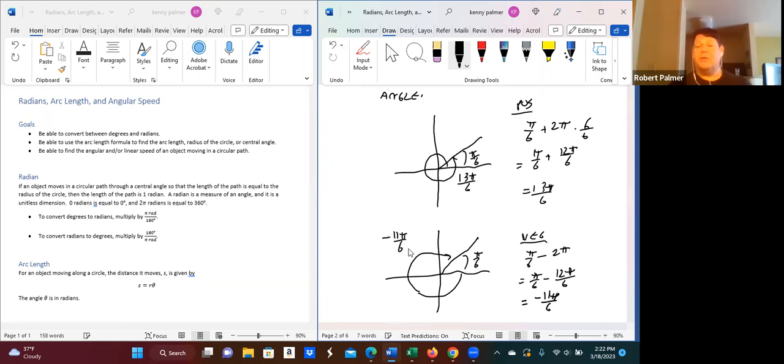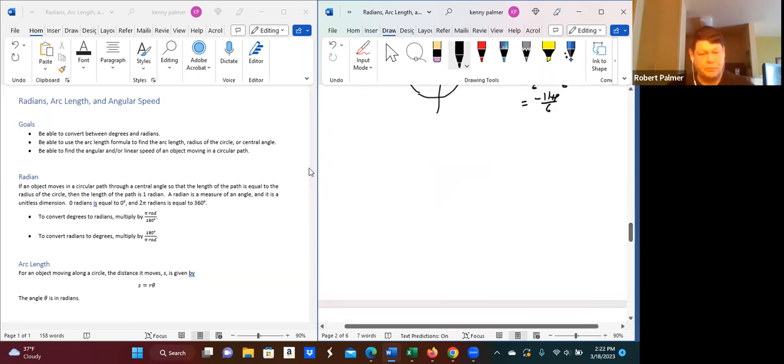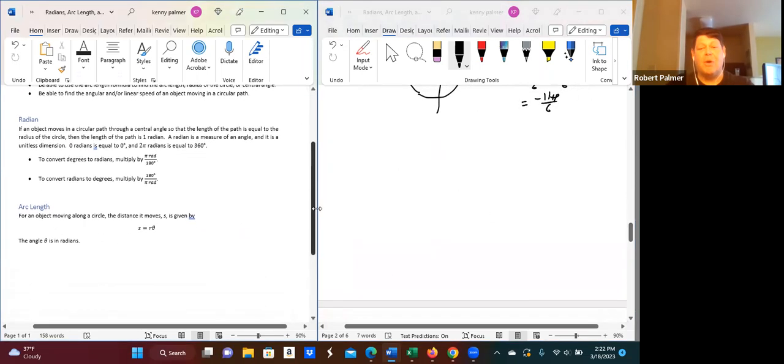Okay. And just like other coterminal angles, the trig values of these angles are the same as long as they're coterminal. And remember, if you want to find other coterminal angles, either keep adding 2 pi or keep subtracting 2 pi from the result. Okay. Last thing, let's talk about this idea of arc length.